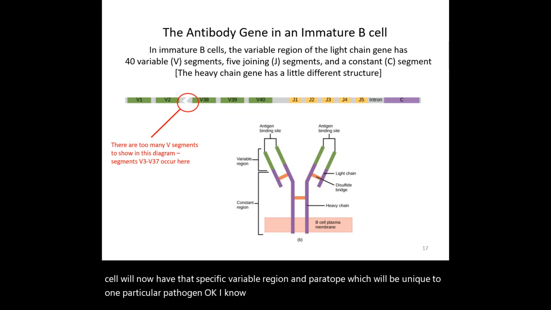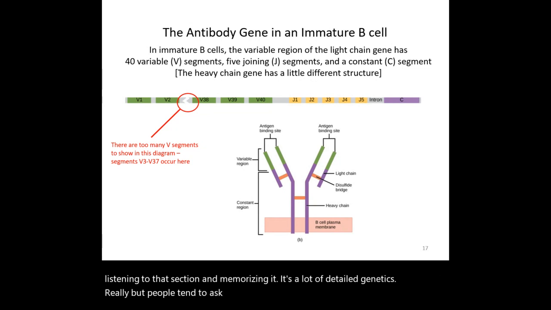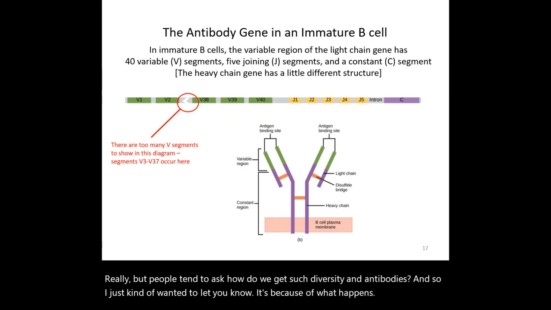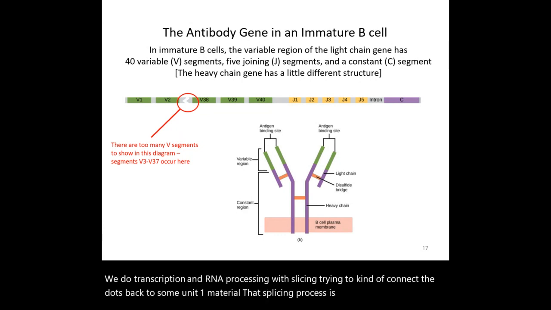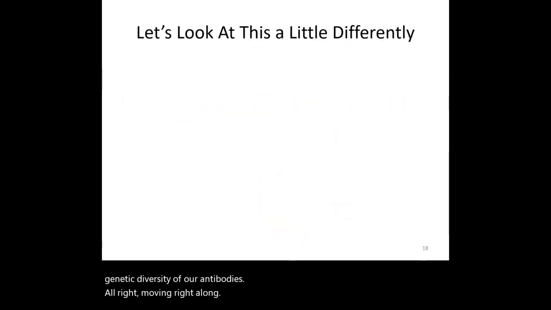Okay, I know it's complex. Please don't spend a bunch of time re-listening to that section and memorizing it. It's a lot of detailed genetics, really. But people tend to ask, well, how do we get such diversity in antibodies? And so I just kind of wanted to let you know it's because of what happens after we do transcription and RNA processing with splicing, trying to kind of connect the dots back to some Unit 1 material, that splicing process is going to help create the genetic diversity of our antibodies. All right, moving right along now.